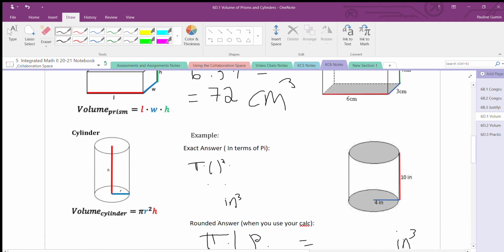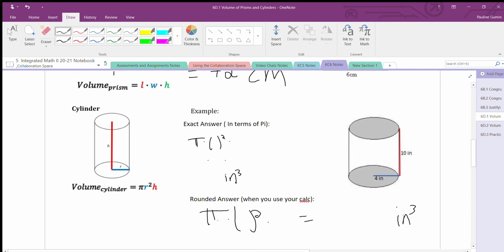Okay, to find the volume of a cylinder, we can go two different directions. We can either find an exact answer, which means it's in terms of pi, or we can round our answer, meaning we put it all into our calculator. They're both correct. It's just one of them is more exact. All right, so let's do the exact one first.